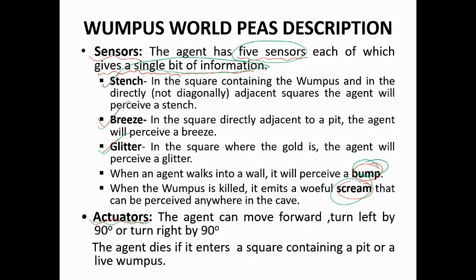So this is a fundamental idea about the building up of robots. The actuators can move forward, or turn left or right by certain degrees. This is the actuators' activity. Pay attention, it cannot move backward, just only forward, turn left or right. And the agent dies if it enters a square containing a pit or the room of the Wumpus. So all these are just a scenario, a situation, showing how the agents work.